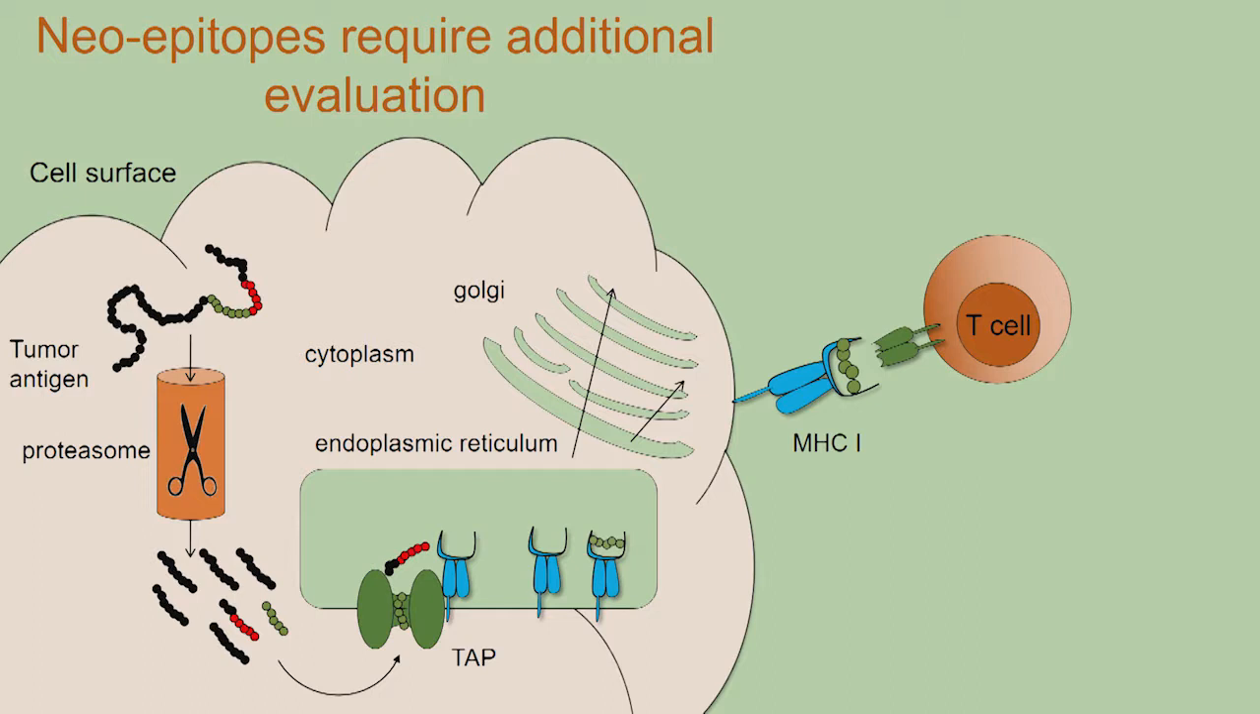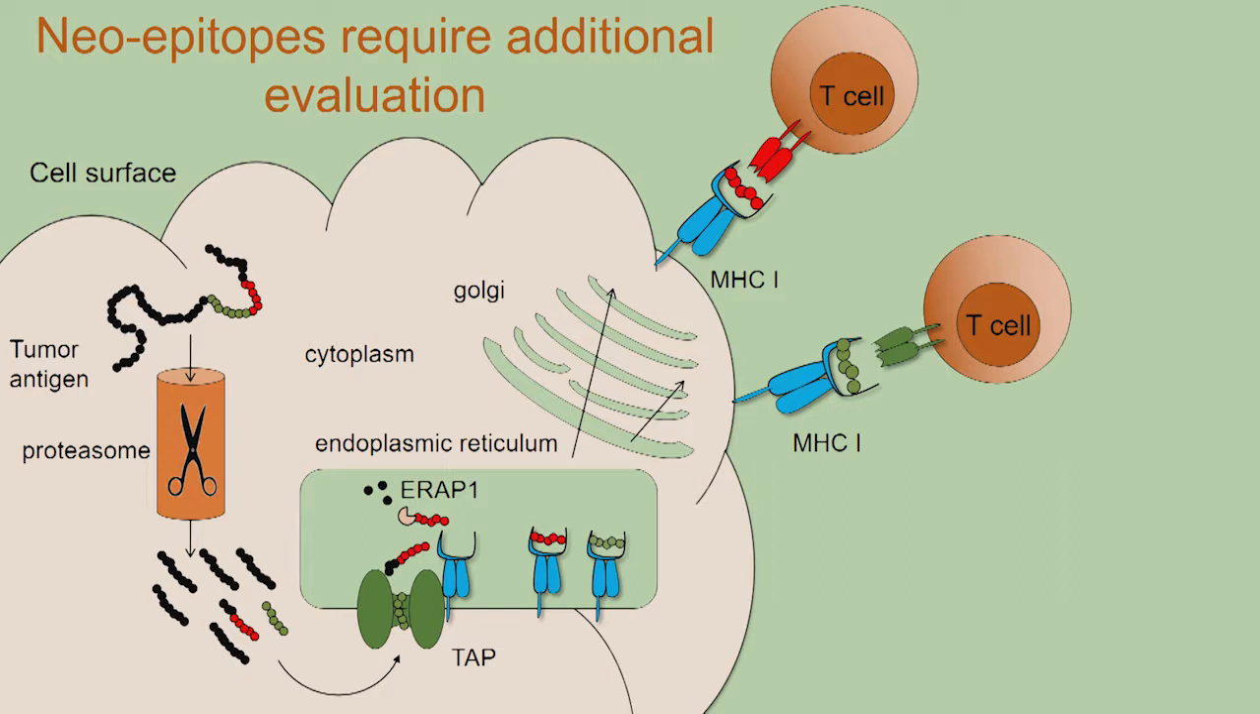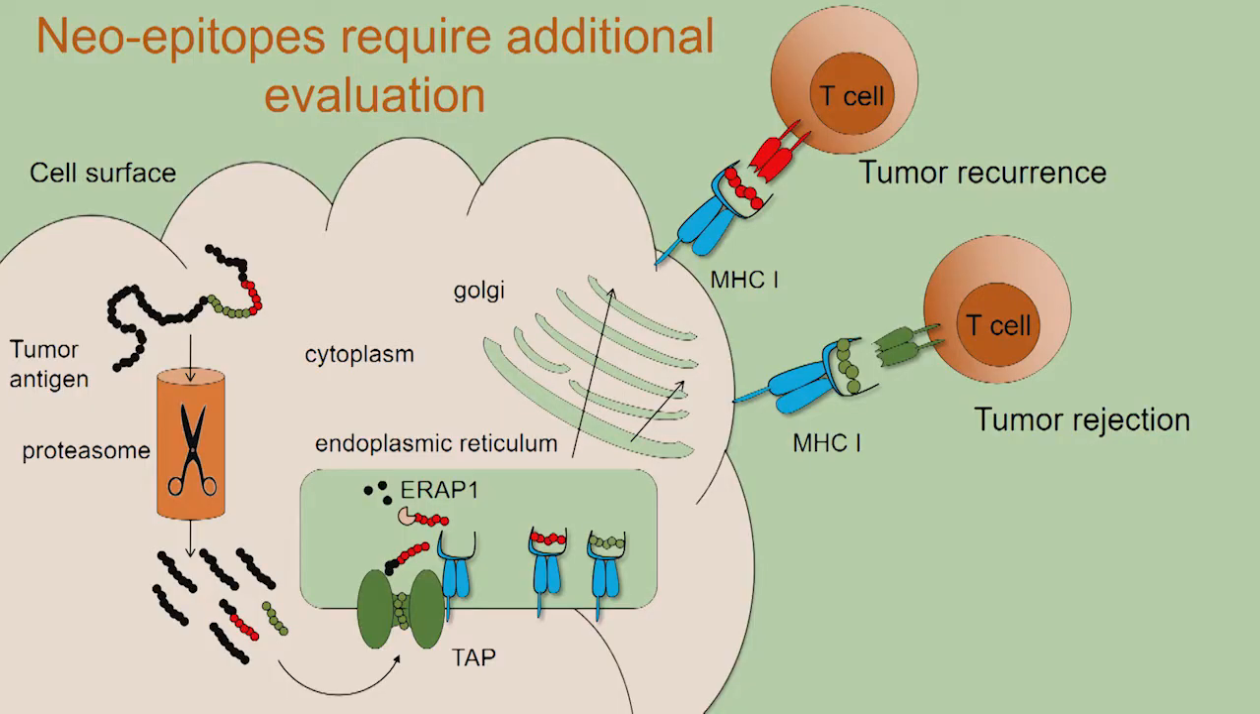But often they are just elongated precursors which need additional trimming, and this is done by an enzyme called ARAP1, and once they are of the correct size, they are loaded onto the MHC class I and presented to the T cells. In our recent publication, we have shown that if we target epitopes which are already of the correct size, we get tumor rejection, but if we target those that are elongated and need trimming, then we get tumor recurrence. And these tumors escape because they downregulate the function of ARAP.